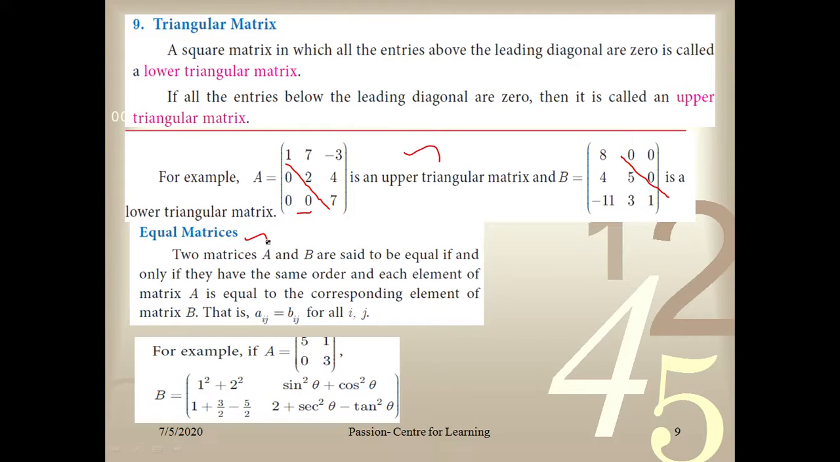Now, two matrices A and B are said to be equal if and only if they have the same order and each element of matrix A is equal to the corresponding element of matrix B. Which means you can see A has 2 cross 2 and B also has 2 cross 2. So it should have the same order. 3 cross 3, the other one also 3 cross 3. So A and B should be equal. It is not necessary that A and B values should be the same. Okay, it should be 2 cross 2, here also 2 cross 2. The values need not be the same.